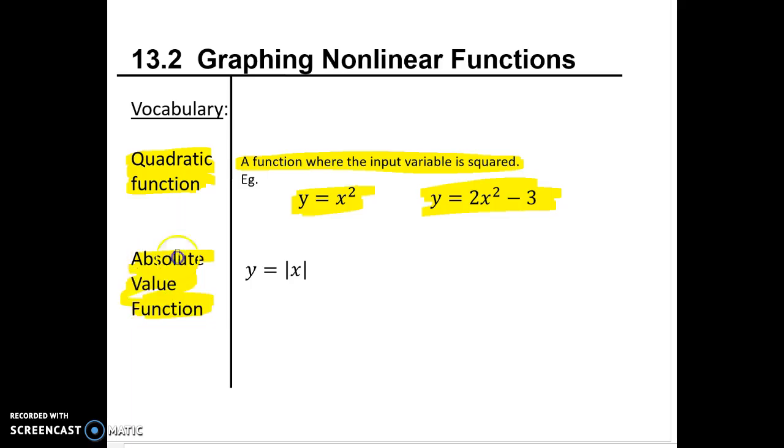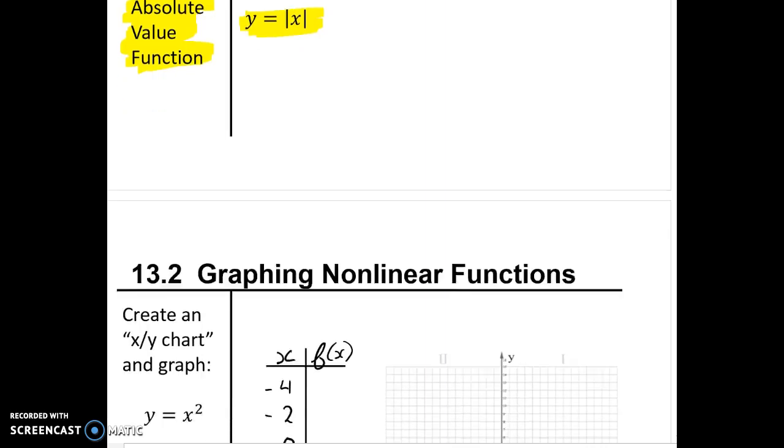We also have the absolute value function. The absolute value function is a function where the absolute value of the input variable is taken. And an example of that is y is equal to the absolute value of x. Get that down now. I'm going to move on.